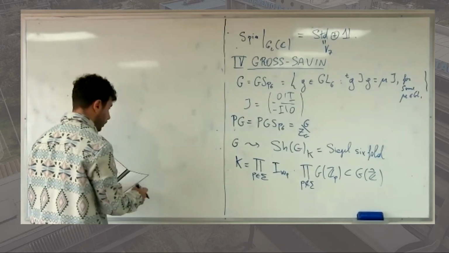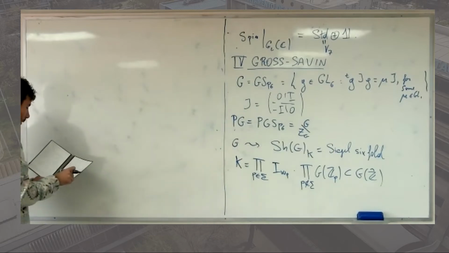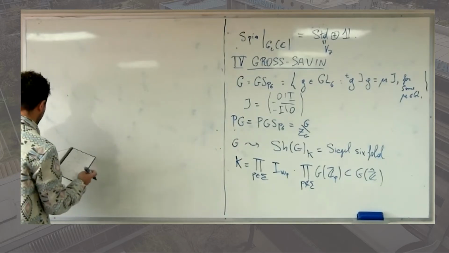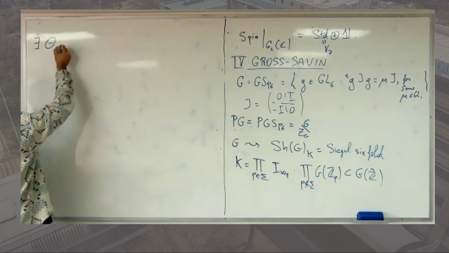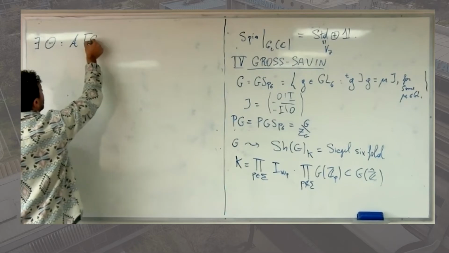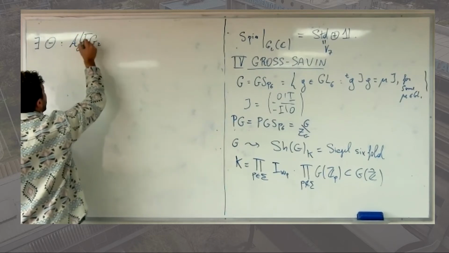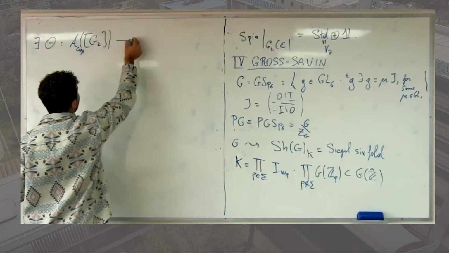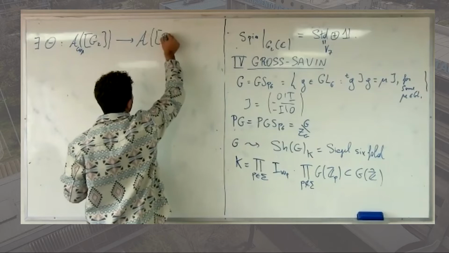Okay, so we have the variety. Now, what's the point? Is that there exists a theta lift from cuspidal forms, actually, like I'll put it like this, from cuspidal forms on G2 to hopefully cuspidal forms of PG.